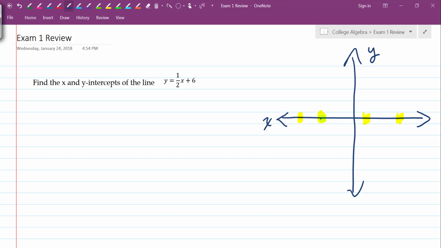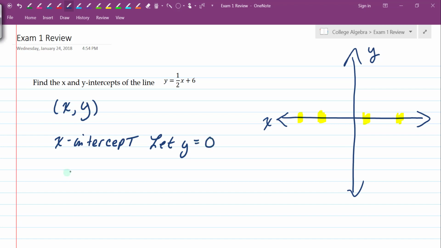Because we have our x, y as the coordinate for a point, if my y value is anything other than 0, I'm going to shift off the x-axis, and therefore I would no longer be at an x-intercept. So to solve for our x-intercept, let y equal 0.